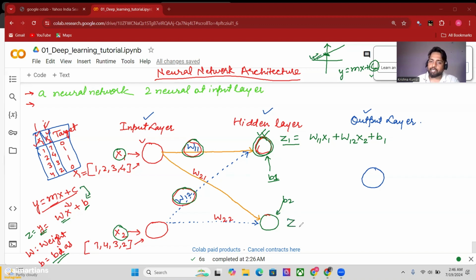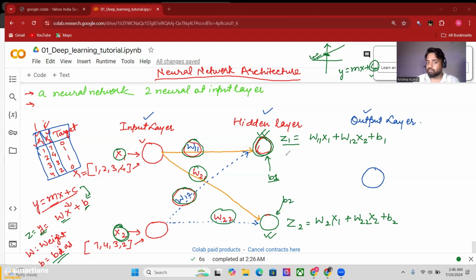Now here again we will create z2, meaning the neural network will create it using this neuron in the hidden layer. It will use w21, which is this, coming from x1, plus w22, which is this one, coming from x2, plus b2. This is the mathematics behind the scenes that a neural network performs all the time.